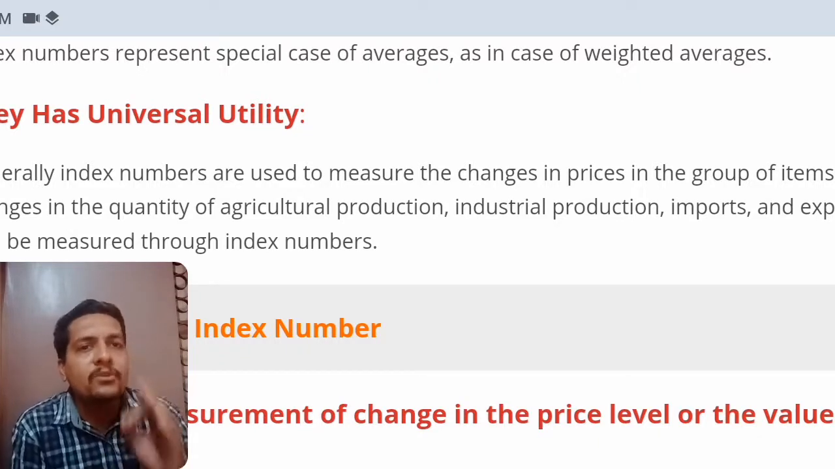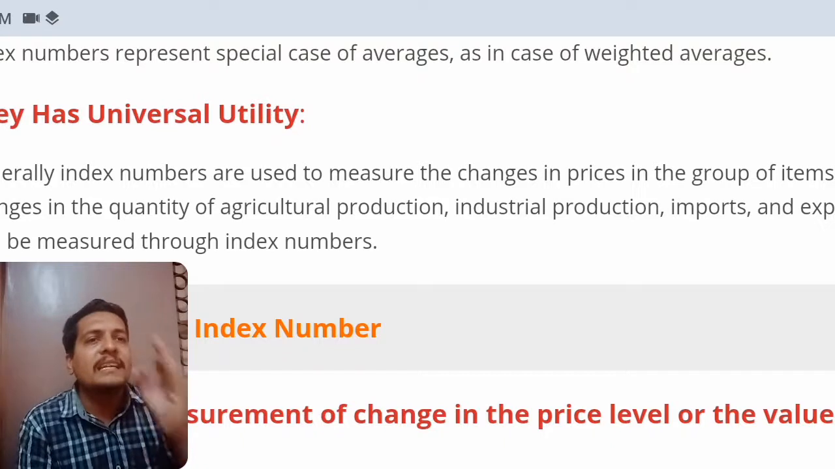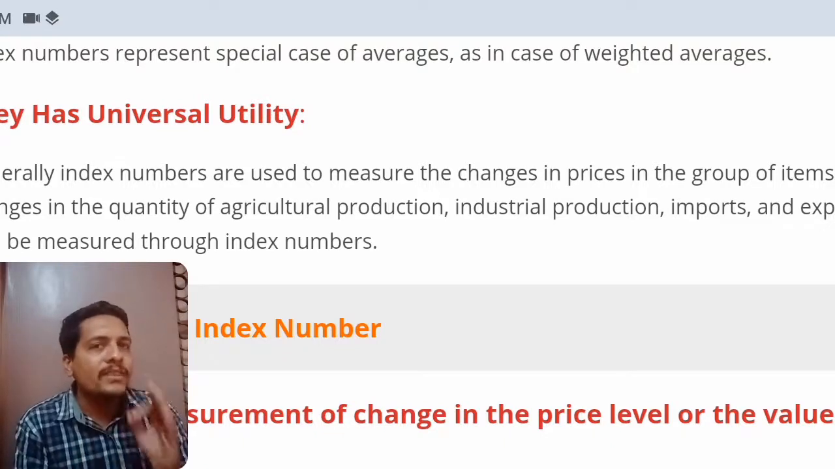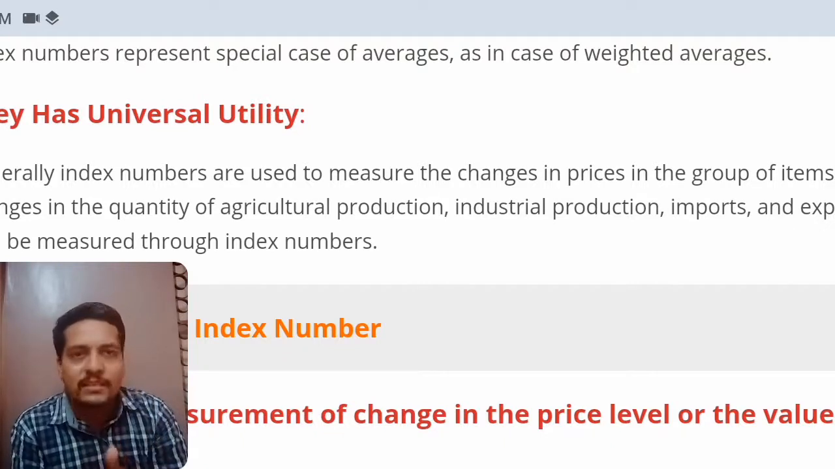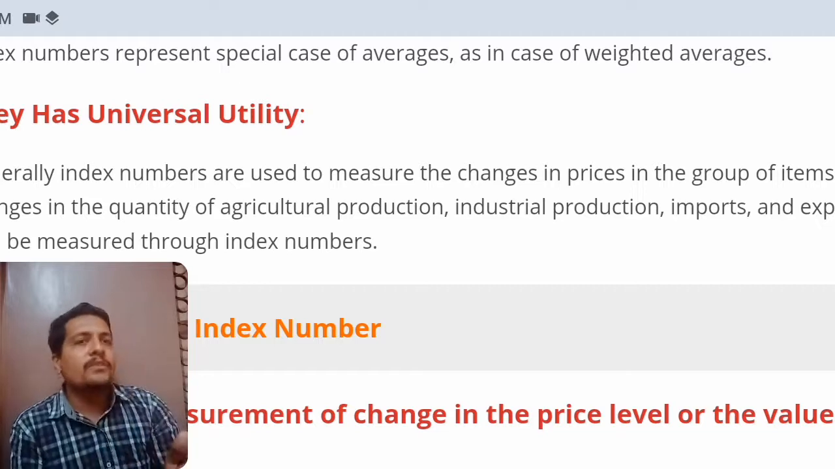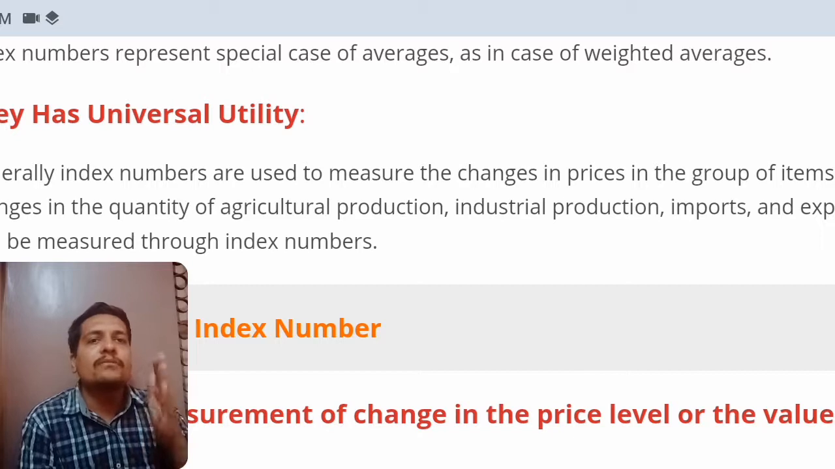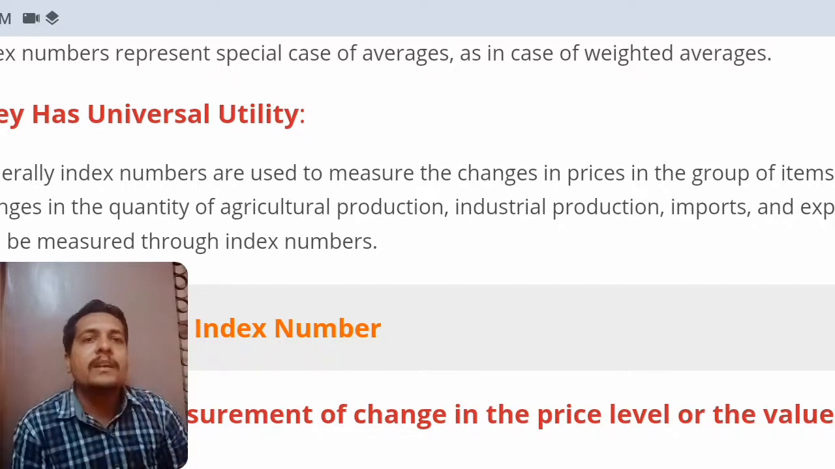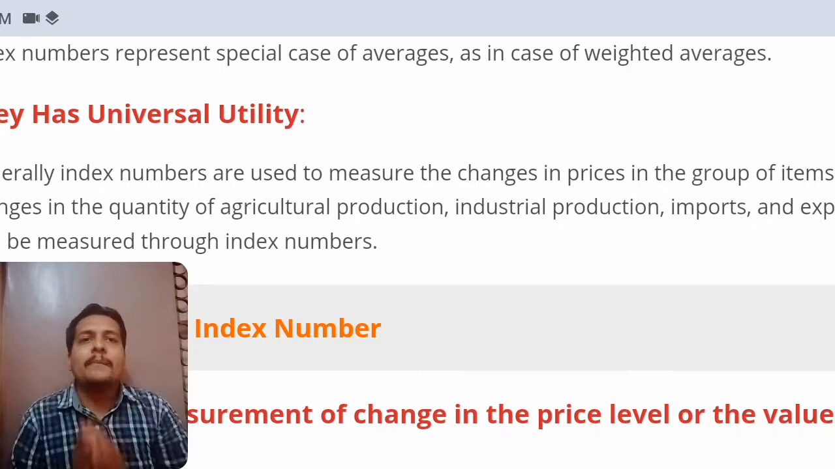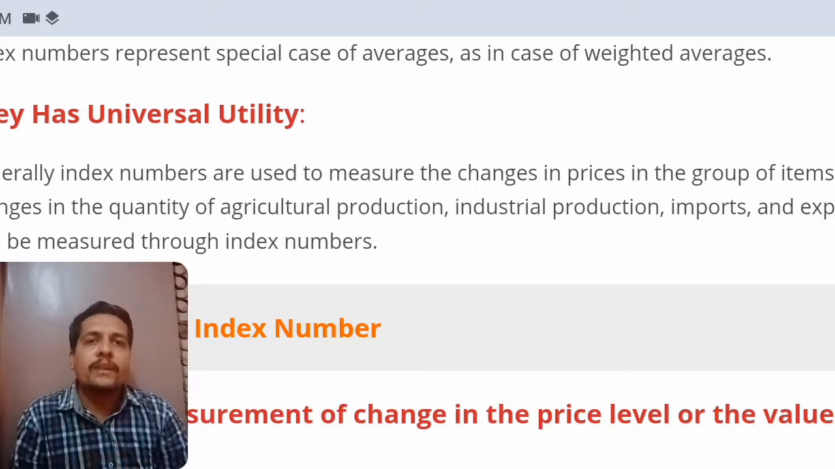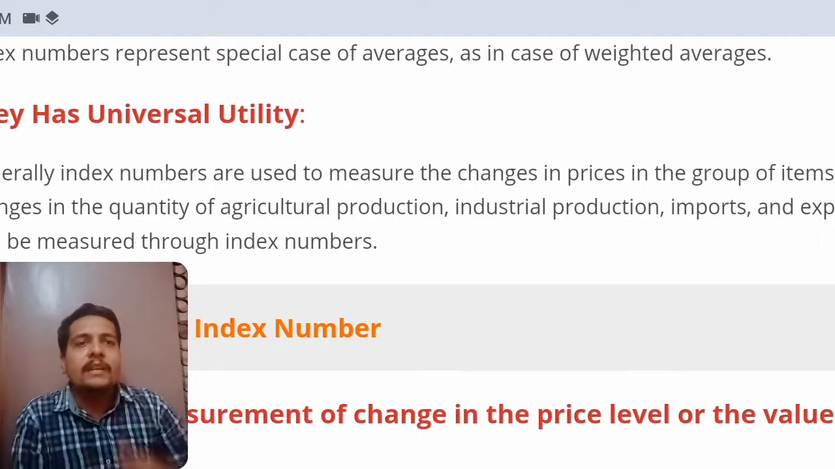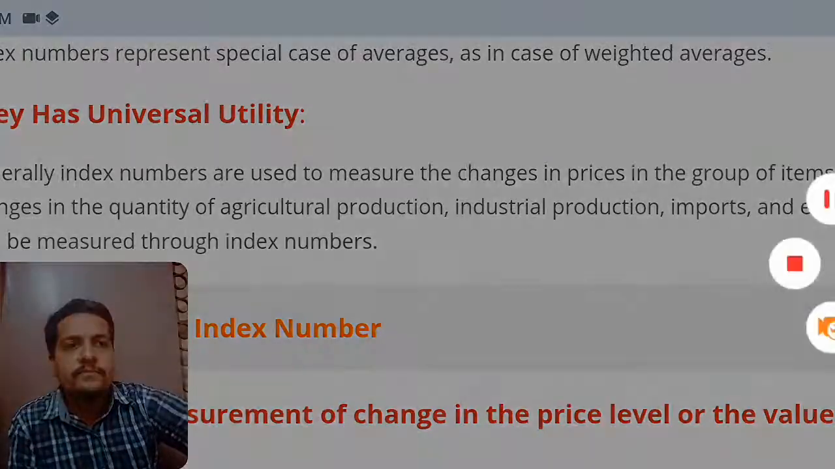This is very important. Generally, index numbers are used to measure the change in price in a group of items, but the change in quantity, like agriculture production, industrial production, imports or exports, can also be measured through index number. So these are the main characteristics of index number. Now let us start further study.